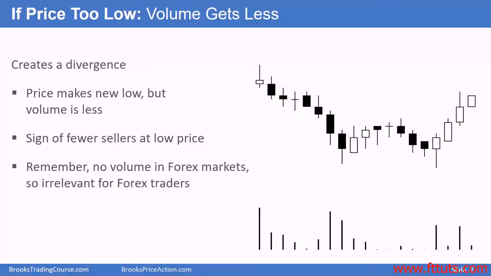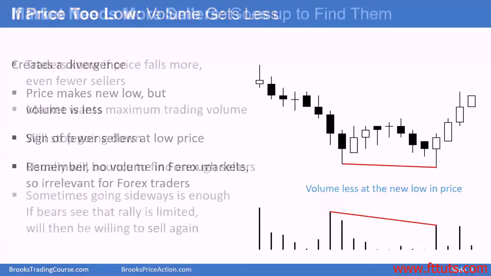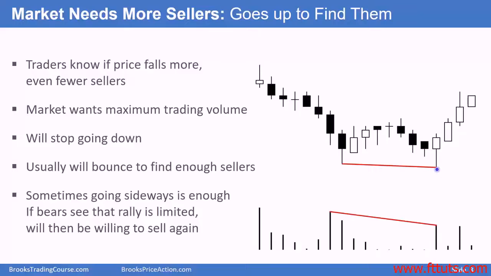Now take a look at this chart. The market is going down. As it's going down, we have a slightly lower low in price, but we have a lower low in volume. What will traders assume? They will assume that if we continue down, volume will get less and less and less. Markets are designed to maximize trading volume. If the market is going down and finding fewer people willing to trade and less volume, it's going the wrong direction, because theoretically, ultimately, if it keeps going down, eventually there'll be no trading at all. And that is not what the market wants.